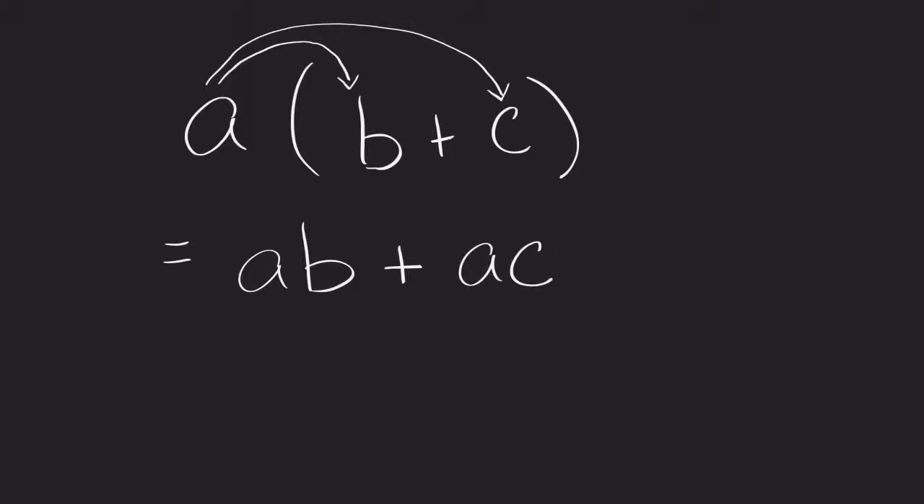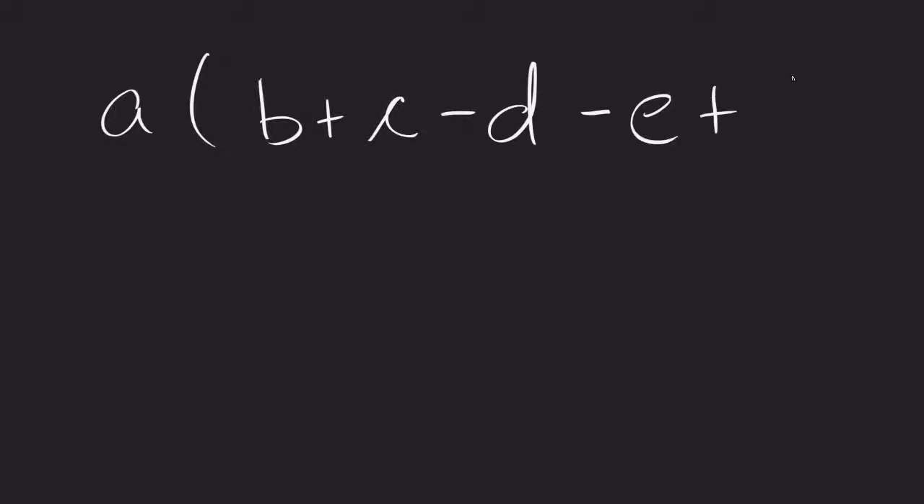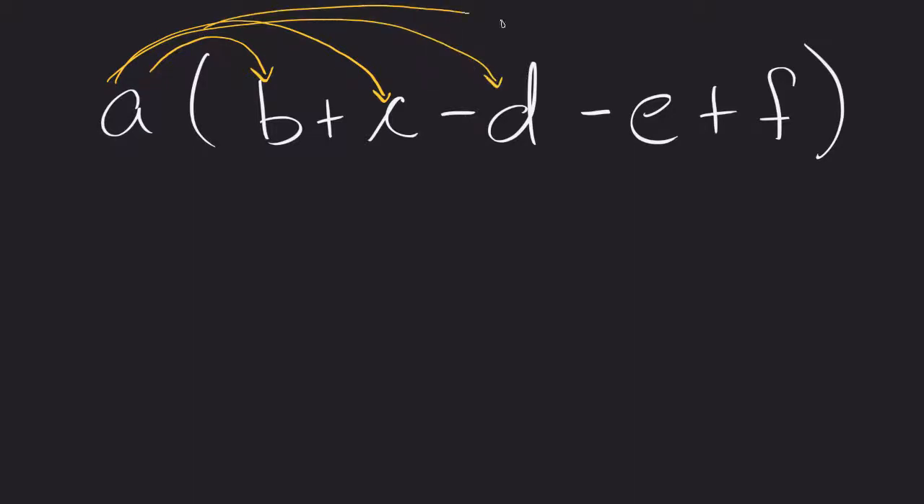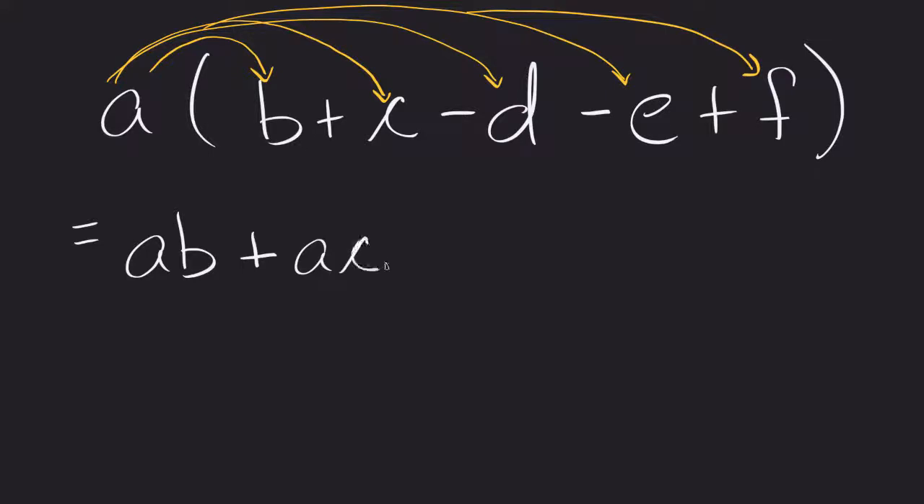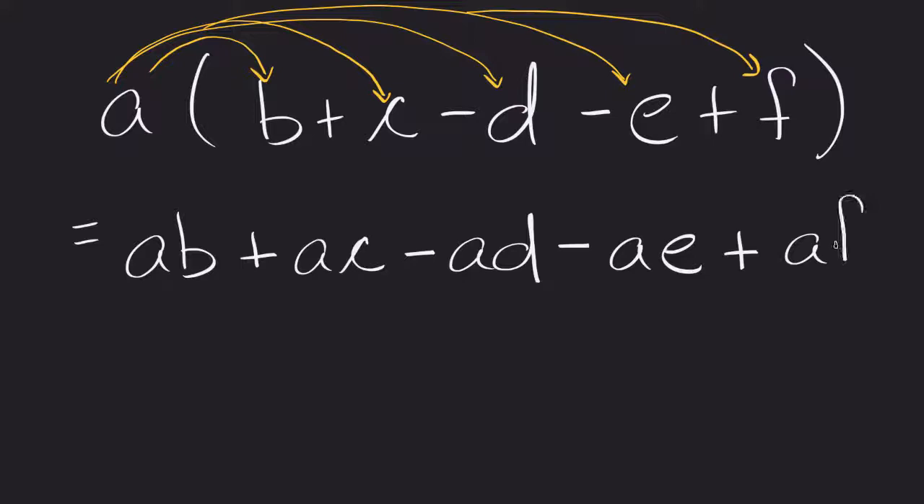Now this could be done across multiple terms, so it's possible that I have A times the quantity of B plus C minus D minus E plus F. And I can distribute it to every single one of those terms. A goes out to the B, A goes out to the C, A goes out to the D, and so on. We just keep following these paths until we give it to everything. So what I end up with is A times B plus A times C minus A times D minus A times E plus A times F.